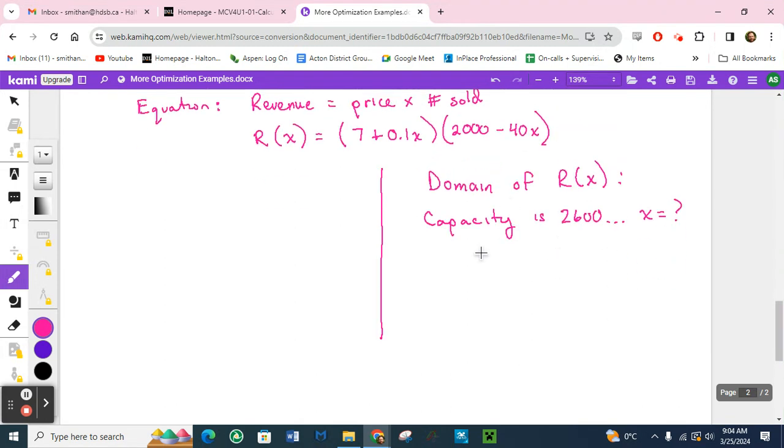Let's find it out. The expression for the amount of tickets we sell, or the number of passengers, is 2,000 minus 40x. We're going to set that equal to 2,600. Can you guys solve that equation for X? And then we'll know how many times we can decrease the price by.